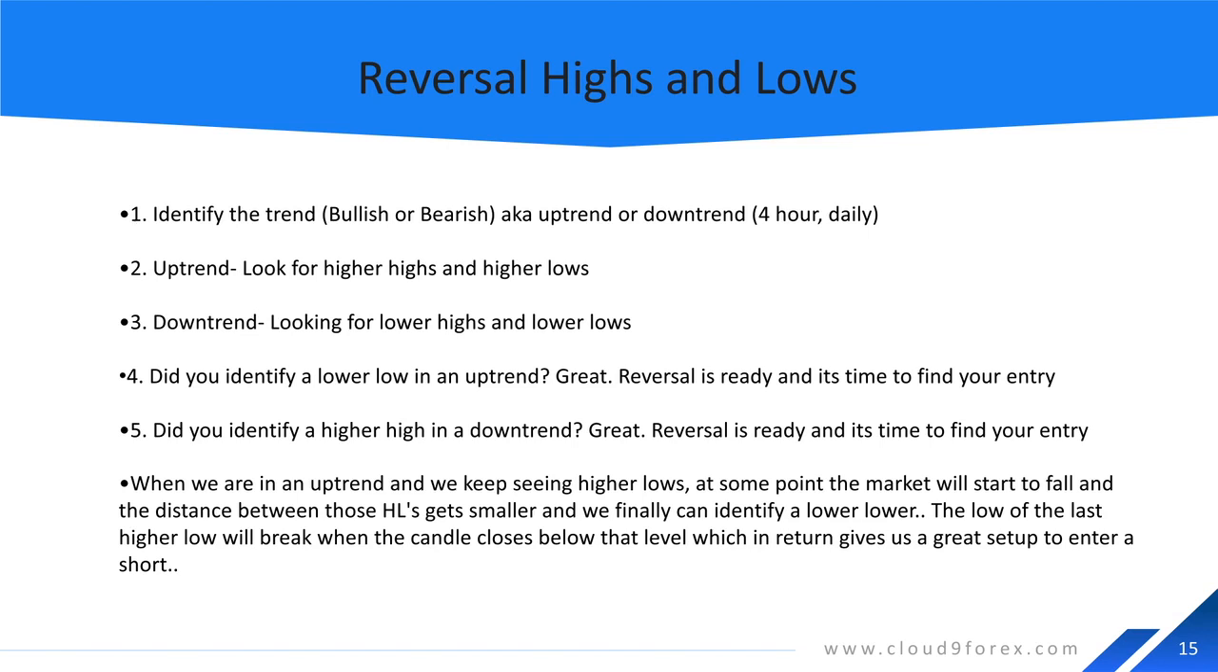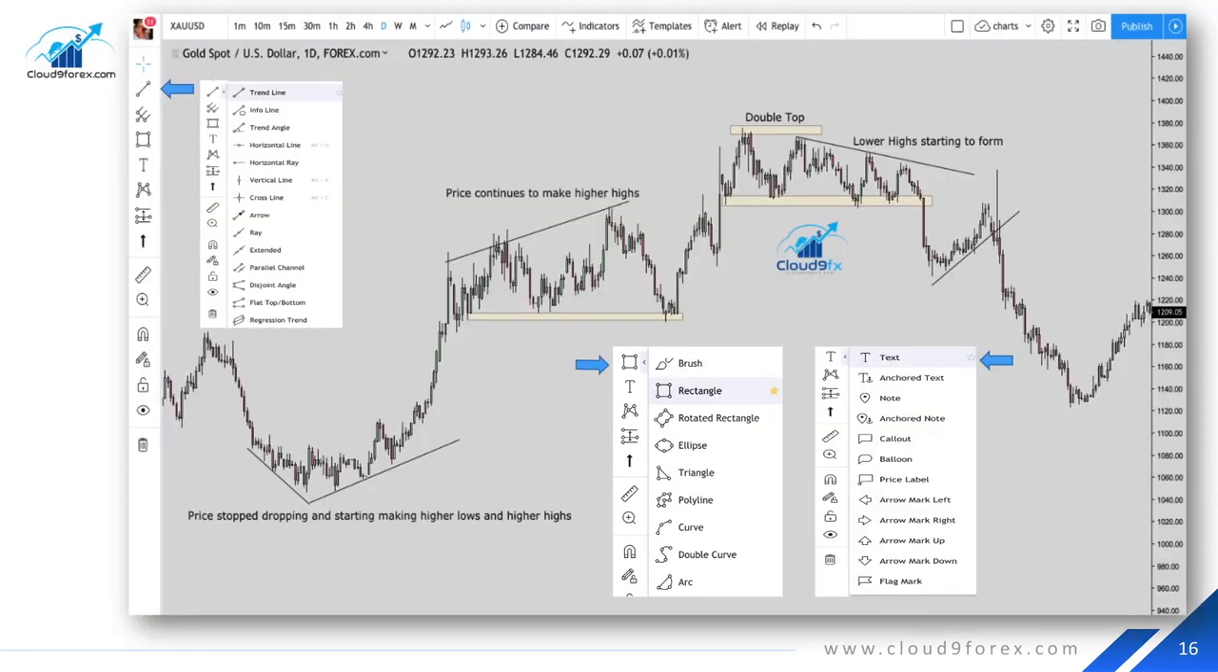When we are in an uptrend and we keep seeing higher lows, at some point the market will start to fall and the distance between those higher lows gets smaller and we finally can identify a lower low. So the low of the last higher low will break when the candle closes below that level, which in return gives us a great setup to enter a short. So this is what I mean.